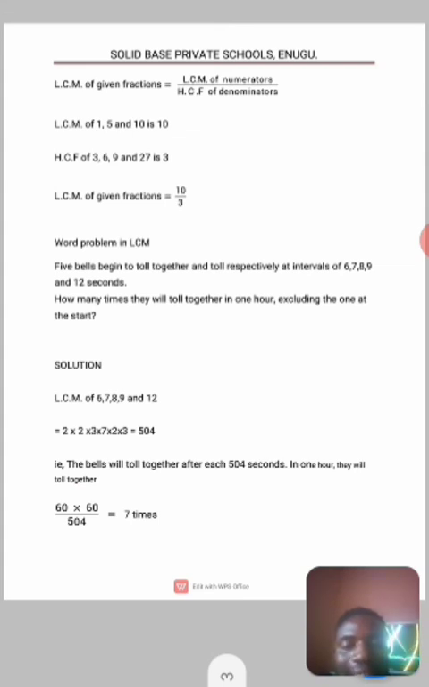So when you divide 3,600 by 504, you simply arrive at 7. So it will toll 7 times.